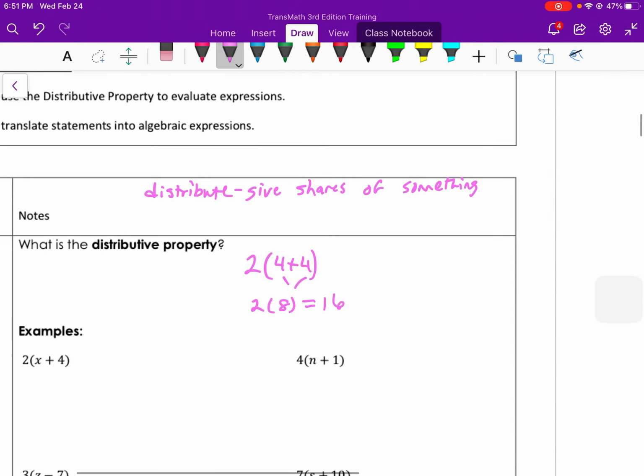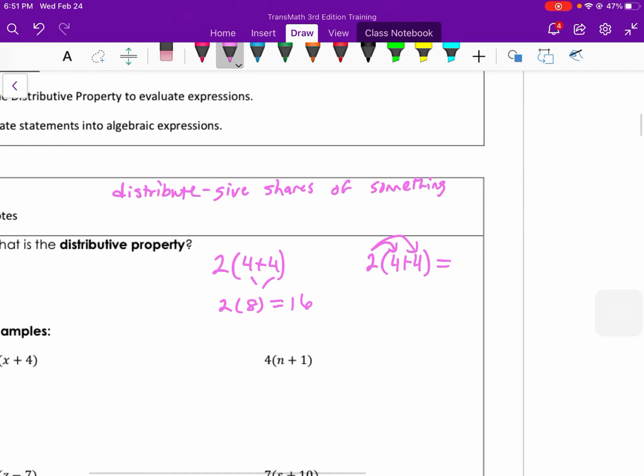But if we want to use the distributive property, 2 times (4 plus 4), we have a whole, and we're going to give shares of it to something. So we can distribute the 2 to both parts of the quantity. So we can rewrite this as, instead of 2 times (4 plus 4), when we distribute the 2 through, it's 2 times 4 plus 2 times 4. So we distributed the 2 through, and we should get 16 out. It should be the same answer.